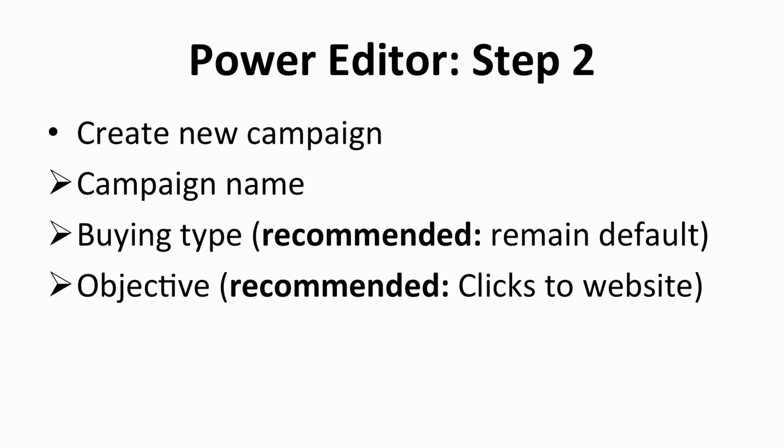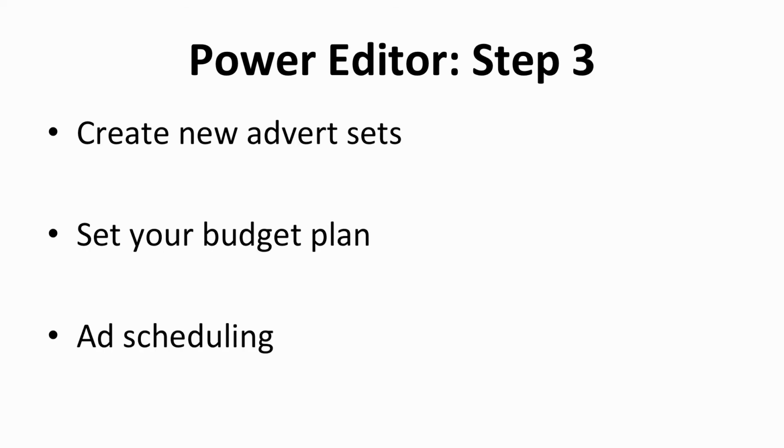Create a new campaign first. Insert your campaign name, buying type, and objective. It's suggested to leave the buying type as default. As for the objective, choose Clicks to Website. Moving on to create new advert sets, create with an existing campaign or create new campaign. For the column of Name Advert Set, put some keywords related to your advert.